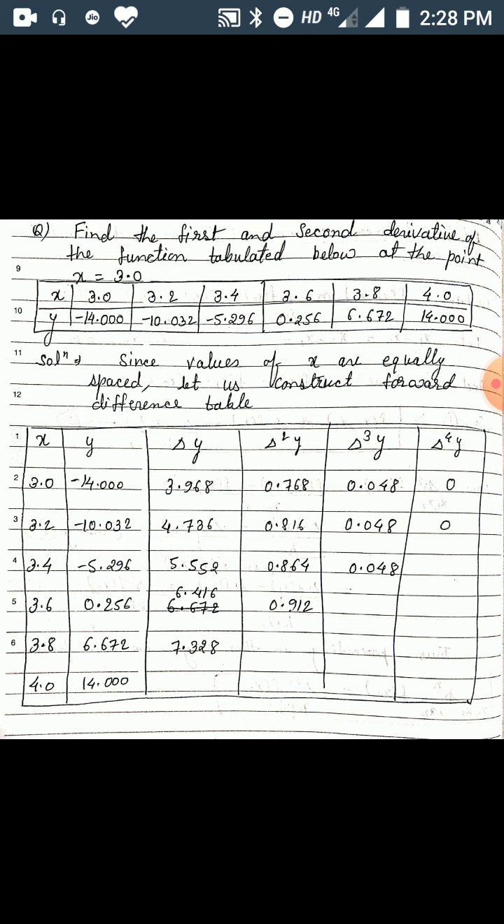forward interpolation formula. So let us first construct the forward difference table, which you can prepare easily. The first difference delta y is 3.968, 4.736, 5.552, 6.416, 7.328. Delta square y is 0.768, 0.816, 0.864, 0.912. Delta cube y is 0.048, 0.048, 0.048. So delta power 4 y is 0.